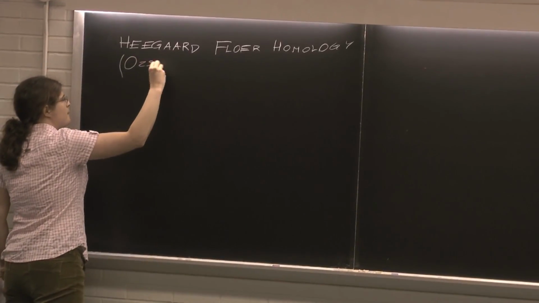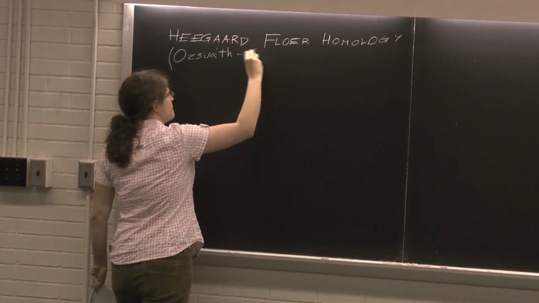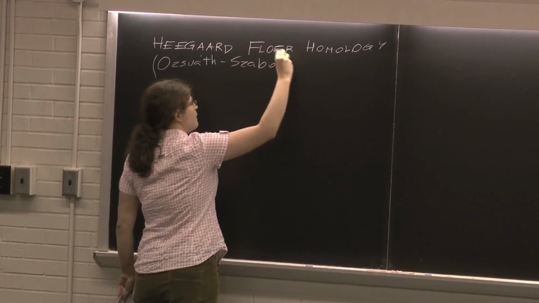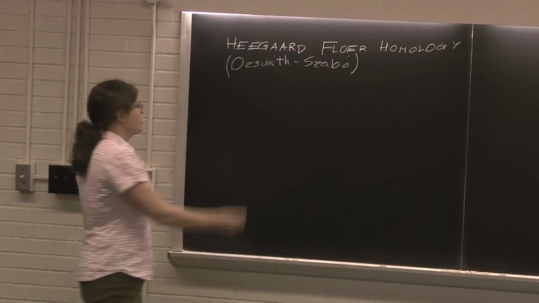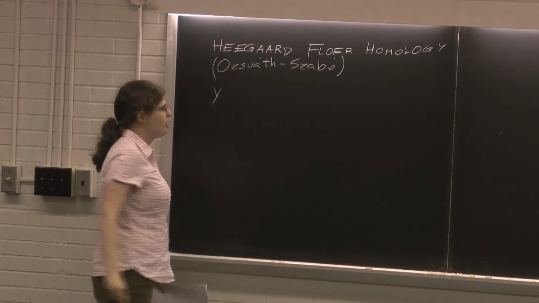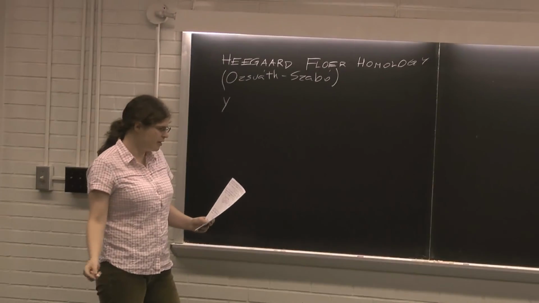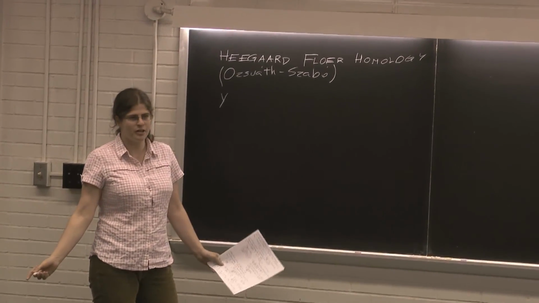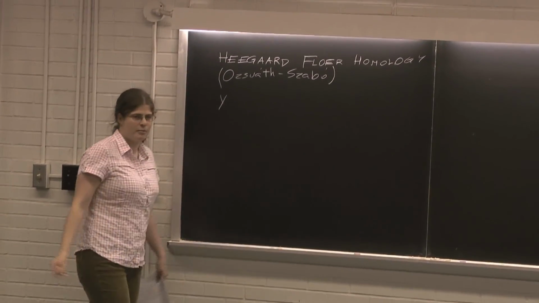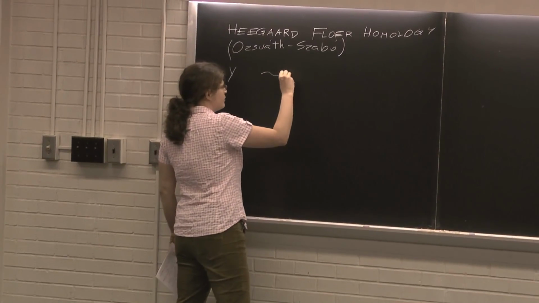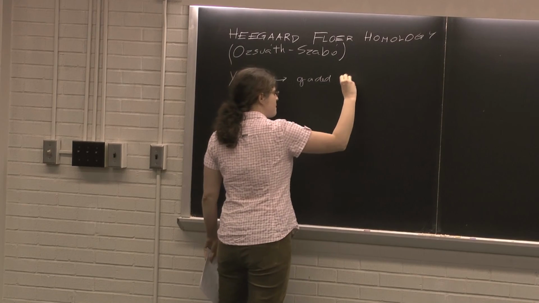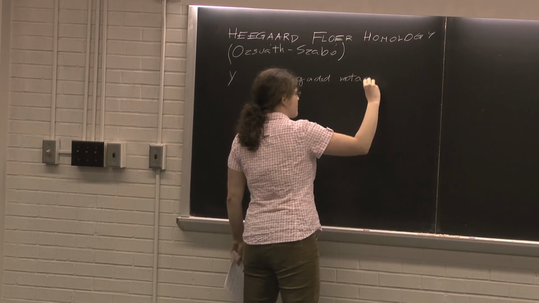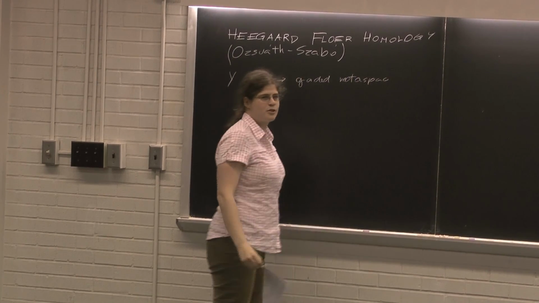Invented by Ozsvath and Szabo in 2000. And for every three-manifold, it associates a graded Z2 vector space. Okay, this is the easiest version.